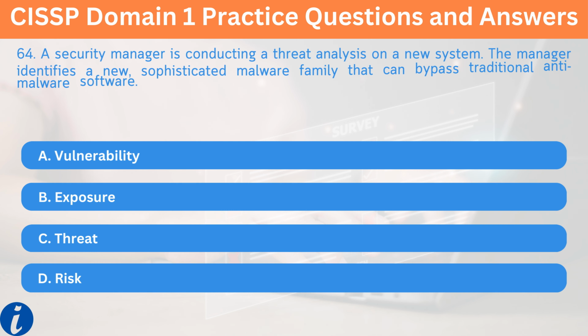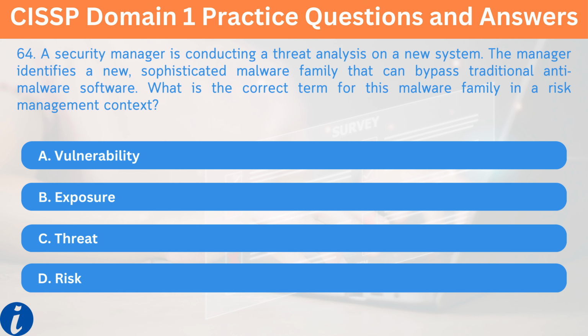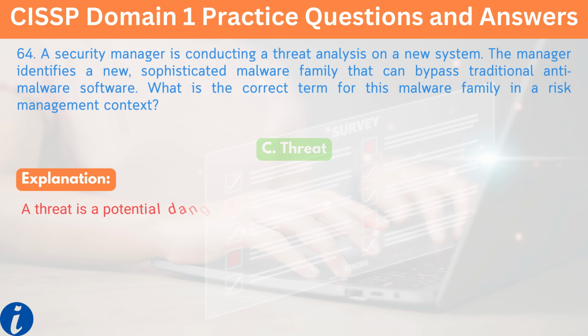64. A security manager is conducting a threat analysis on a new system. The manager identifies a new, sophisticated malware family that can bypass traditional anti-malware software. What is the correct term for this malware family in a risk management context? A. Vulnerability. B. Exposure. C. Threat. D. Risk. The correct answer is C.